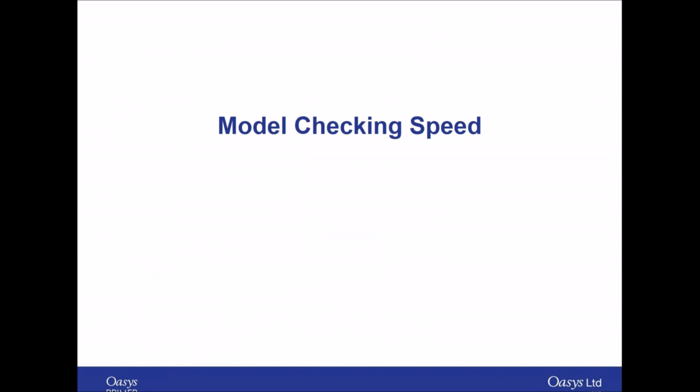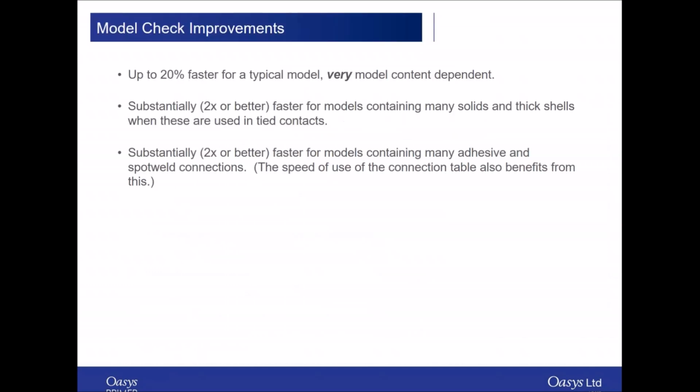So again, looking at the increasing model size aspect, model checking is something where you are checking every single entity in your model, and the more entities you have in your model, the bigger the model is, the longer it's going to take. So we put some effort into making this quicker. So generally, model checking should be 20% faster in version 16 compared to version 15, but that is very model content dependent. It should be substantially quicker, maybe twice as fast, for models containing many solids and thick shells when these are used in tight contacts. And the second point here, for models containing many adhesive and spot weld connections.